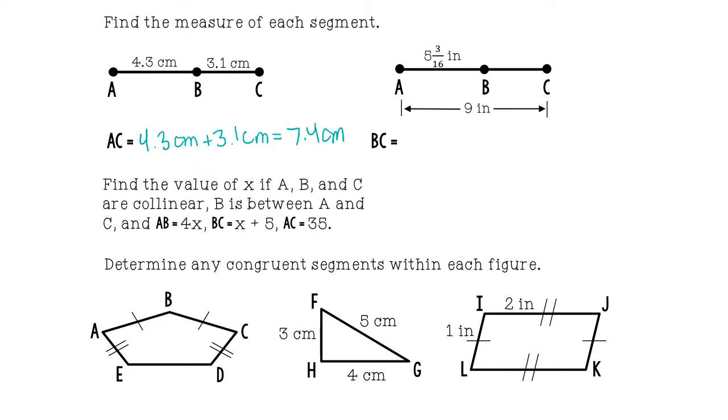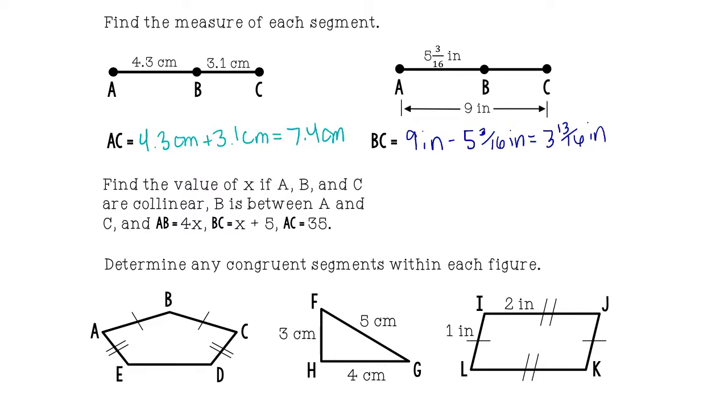We have AB and AC, and we want to find BC. So we know that if we add AB plus BC, we should get AC, but instead now we are missing one of the parts. So the whole, 9 inches, minus the part that we have, 5 3/16 inches, will give us BC. So that's going to be 3 13/16 inches.